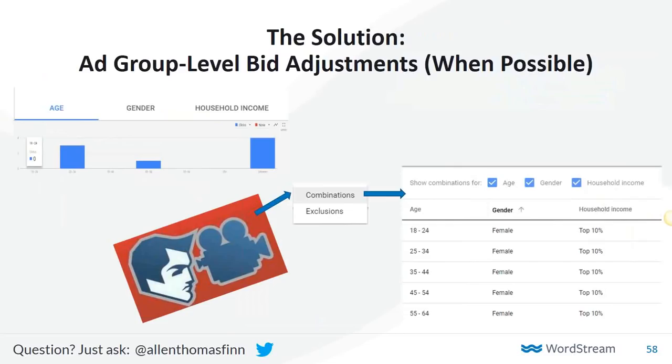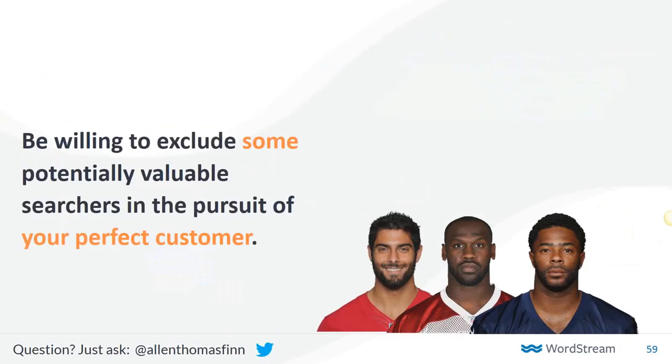And then beneath that is thousands of rows of different permutations of demographic audiences. This information can be used to inform your bidding. It can also be used to develop demographic exclusions, which might seem a bit drastic, but you have to be willing to exclude some potentially valuable searchers in order to free up budget to pursue your ideal customers.